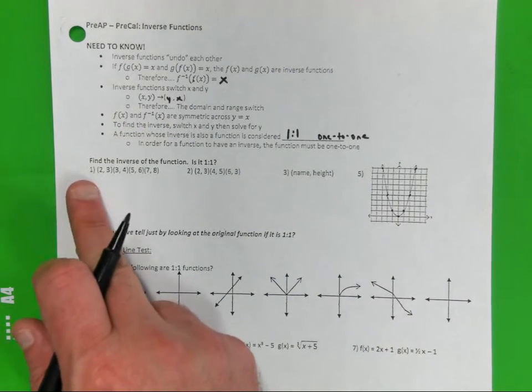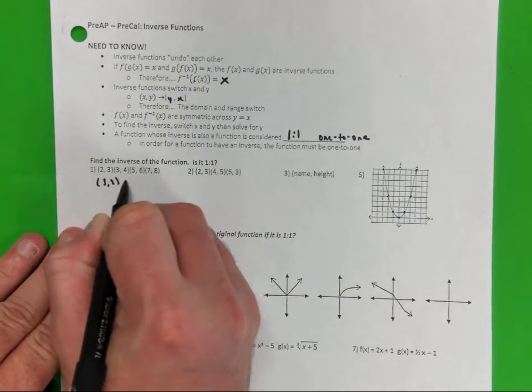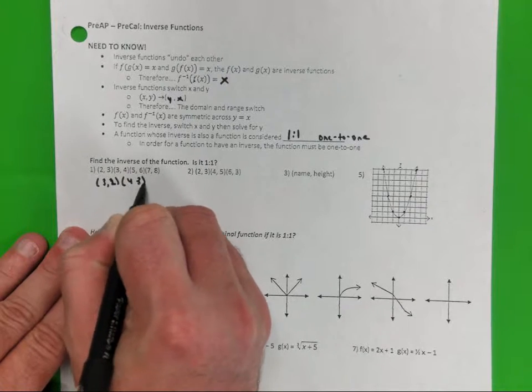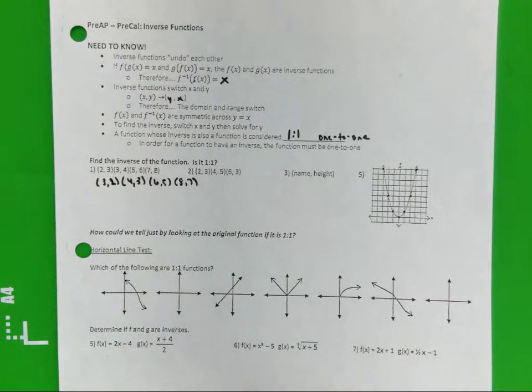Now right here, on number 1, it says find the inverse of this function. Okay, my inverse, I just flip it around. 3, 2, 4, 3, 6, 5, 8, 7. Now, it says, is it 1 to 1? Well, first let's check the original. Do any of my x's repeat? No. So is the original function a function? Yes. I should have said original relation. Okay. Look at this next relation. I flipped it around. Do any of my x's repeat? No. So is it 1 to 1? Yes. It's 1 to 1.